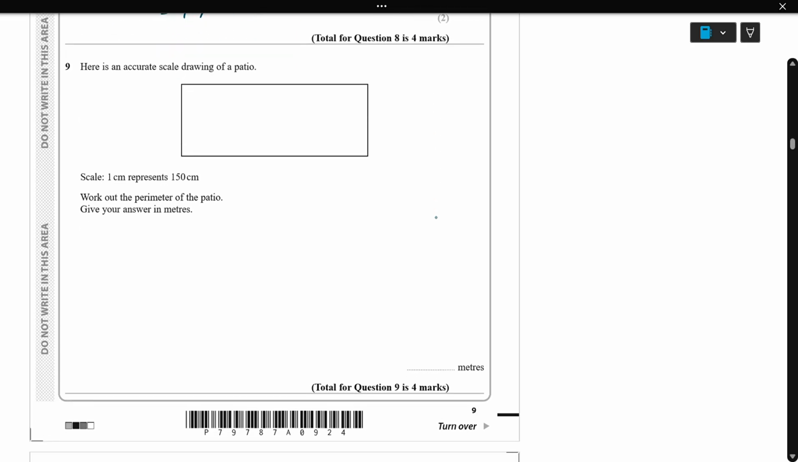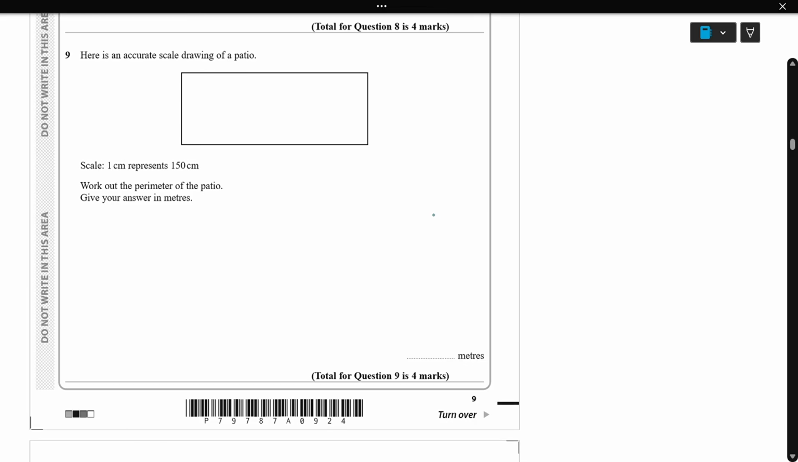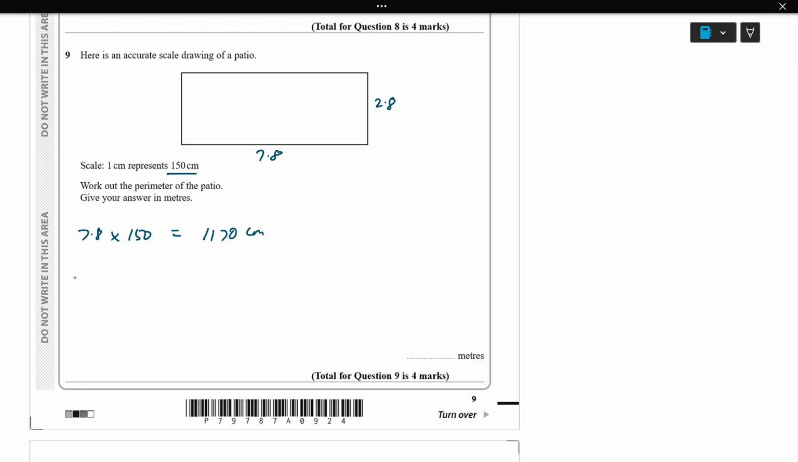The next question, here is an accurate scale drawing of a patio. So here you need to use a ruler. When you measure it, approximately I get here 7.8. It can be a bit more or less. Here is 2.8. So 1 centimeter represents 150 meters. So 7.8 times 150, because 1 centimeter represents 150, so I'll multiply by 150, 1170 centimeter. Same thing, 2.8 times 150, which is going to be 420 centimeter.